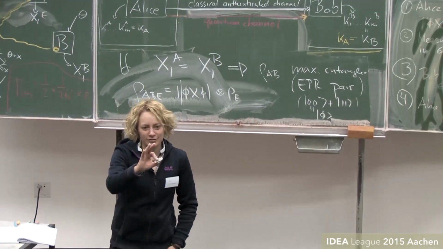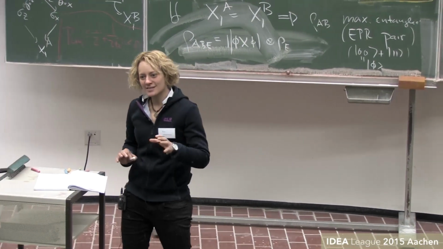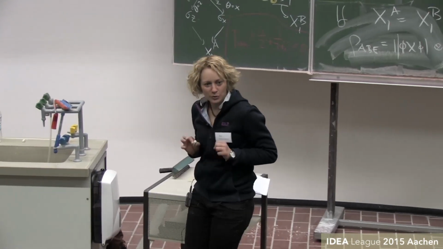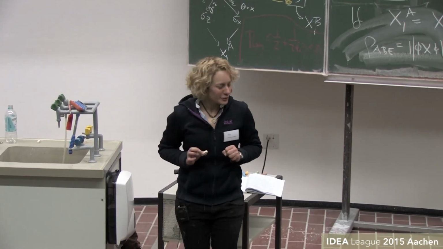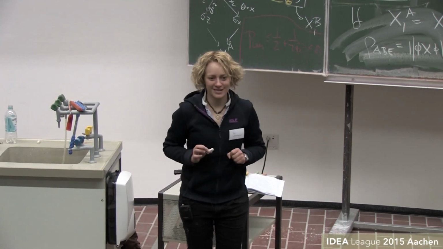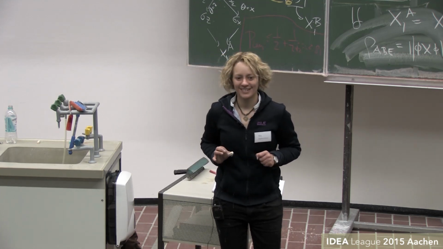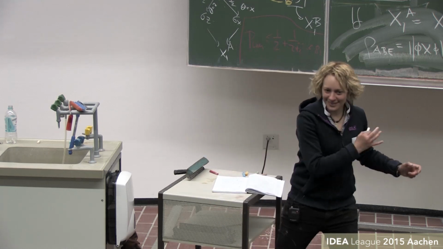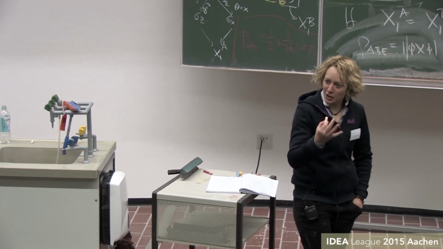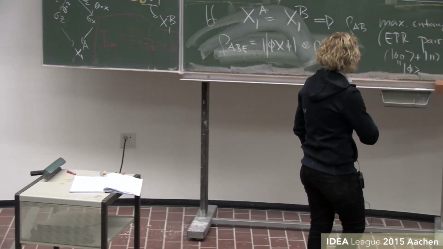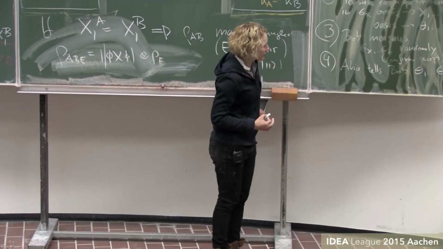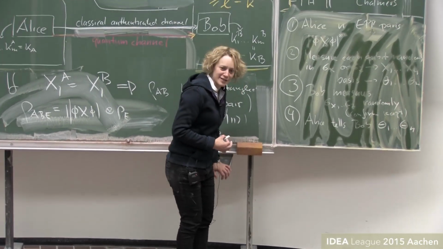So my question that came to you is, why can Eve not just capture this qubit, wait until this basis is announced, measure herself, and learn basically everything, and then have an entangled pair with Bob herself and pretend to be Alice?